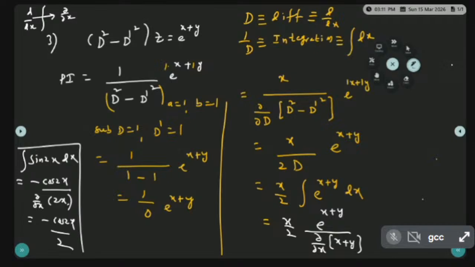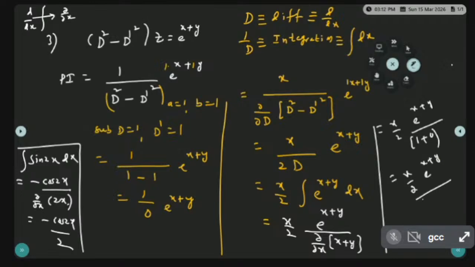Integration of e power x plus y is e power x plus y by dou x of x plus y. That is, x by 2 into e power x plus y by dou x of x. How much? Very easy, isn't it? Dou x of x, differentiation of x is 1, dou x of y is 0. What is there to say? x by 2 into e power x plus y. Take this.